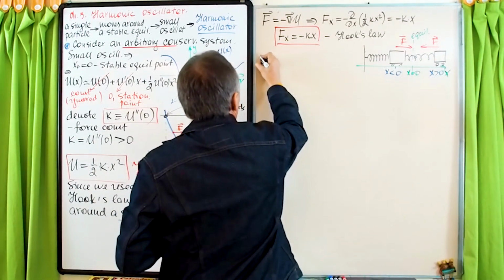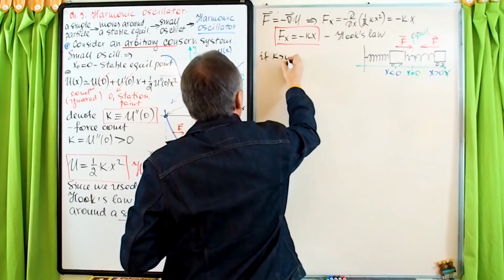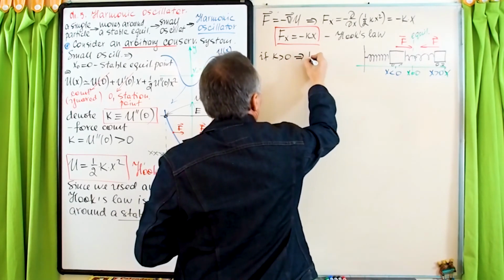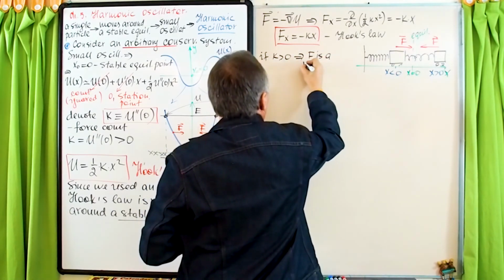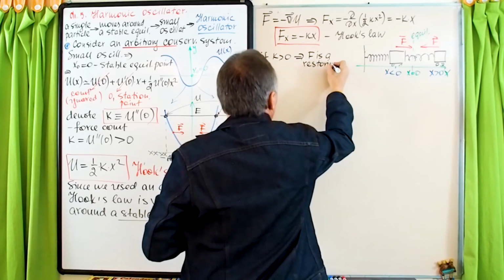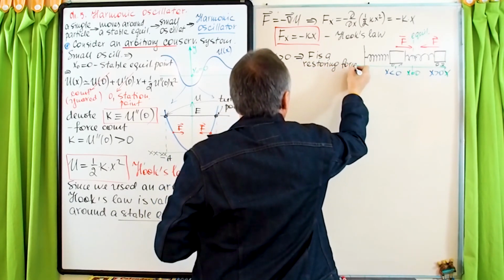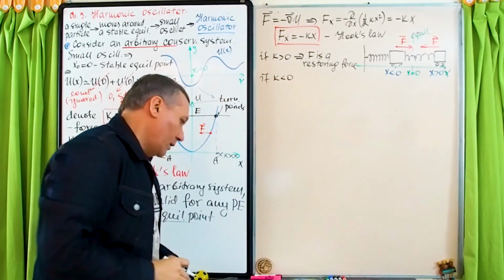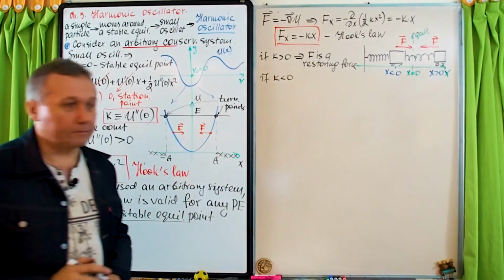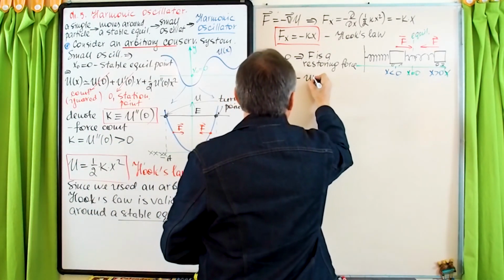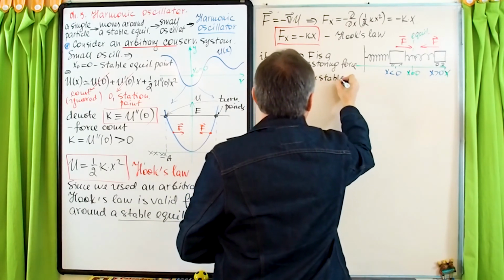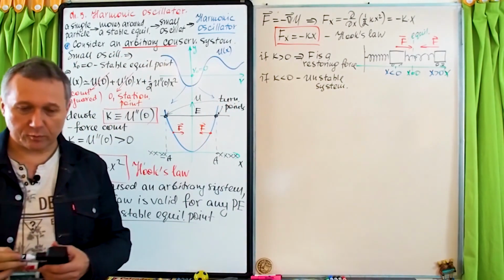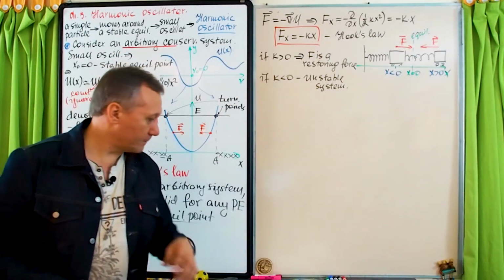So let me write something like this. If k is positive, then F is a restoring force. And of course, if k is negative, then it's an unstable system. Then this force will just drag the system away from the stationary point, right?